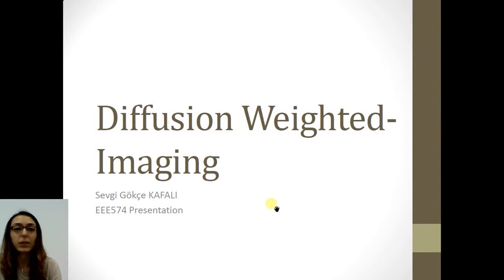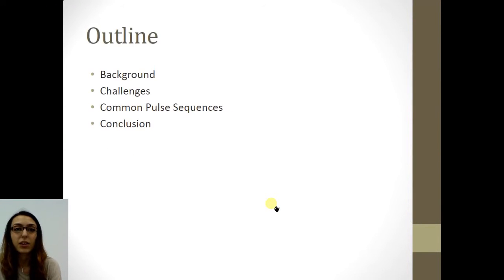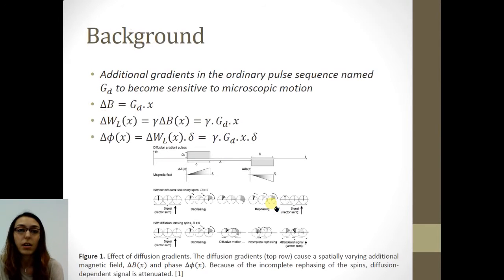Here I'm going to talk about diffusion-weighted imaging. So this is my outline. First, I'm going to give some brief information as background, and then I'm going to talk about some challenges regarding DWI, and then some common pulse sequences, and then I'm going to make some comparison to conclude the presentation. So here is the background.